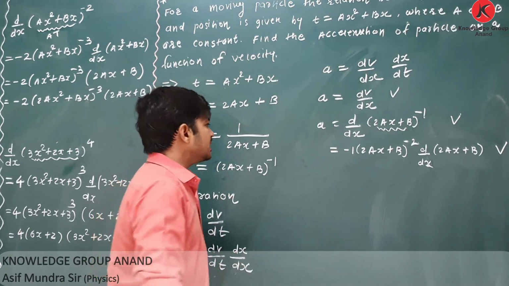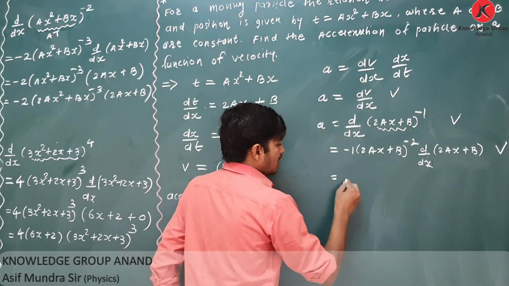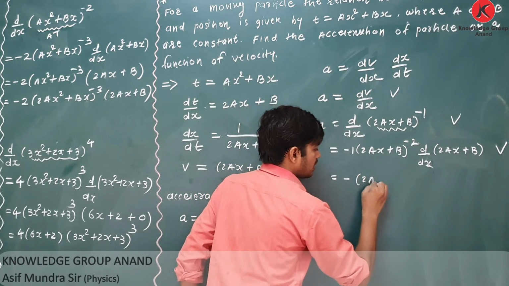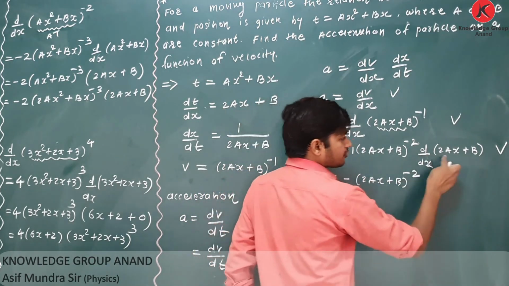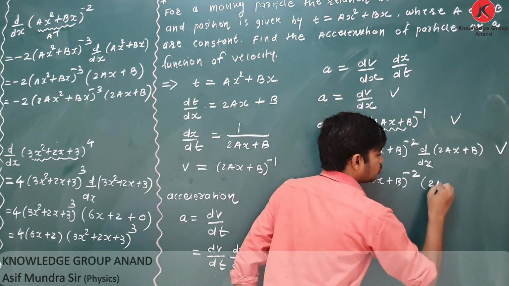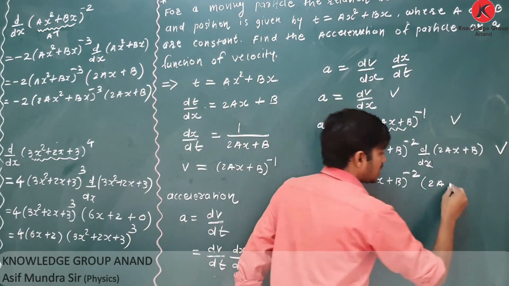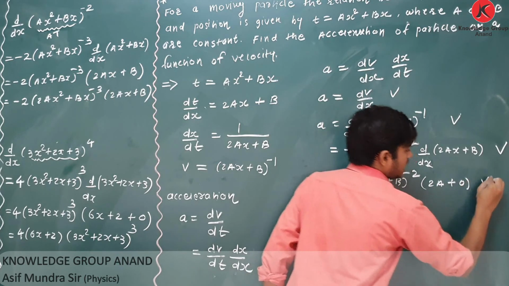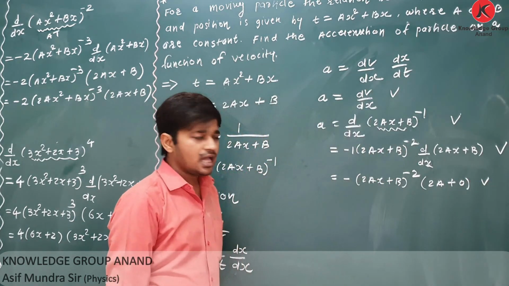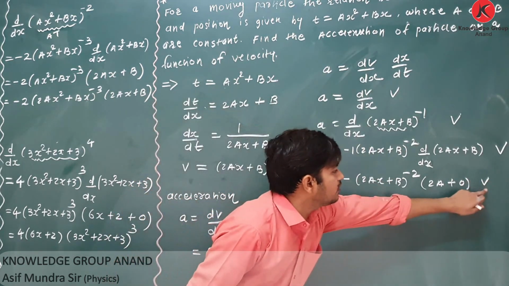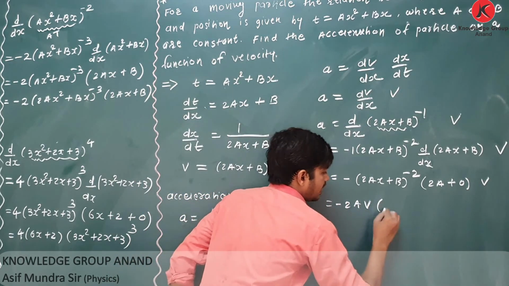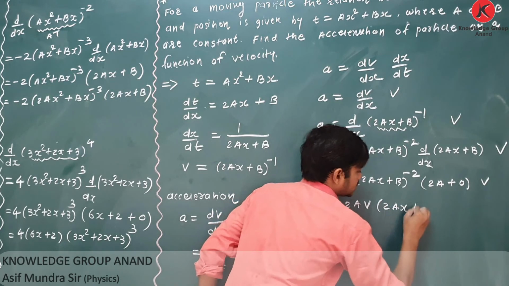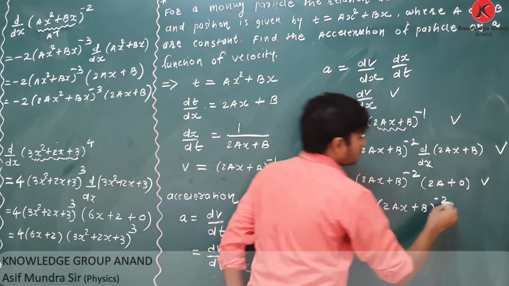Now you have to simplify this. It is minus (2ax plus b) raised to minus 2. What is the differentiation of 2ax plus b? It is 2a, since x differentiation is 1, and differentiation of b is 0, and this v as it is. Clear? Now it is only 2a and b, so you can write this as minus 2ab, and it is (2ax plus b) raised to minus 2.